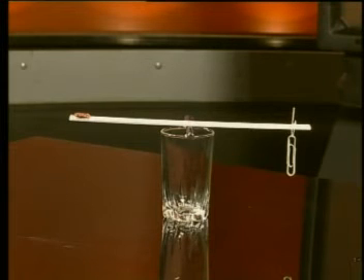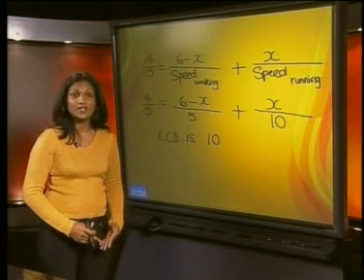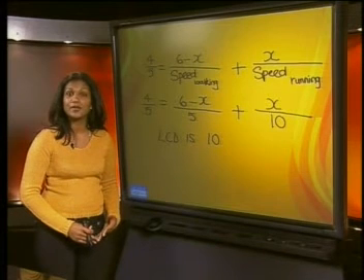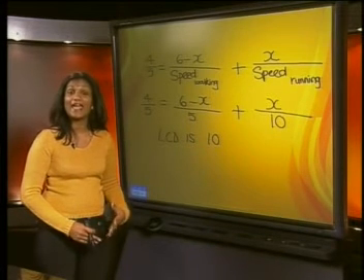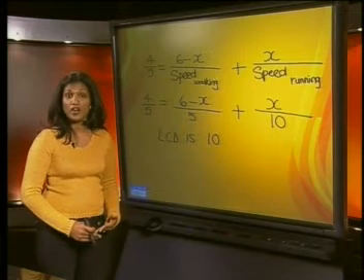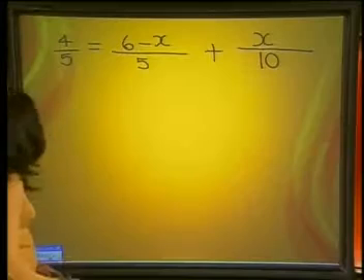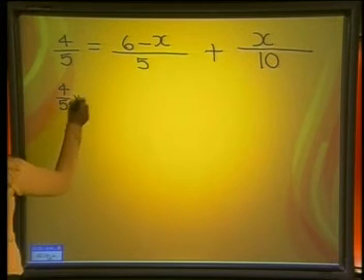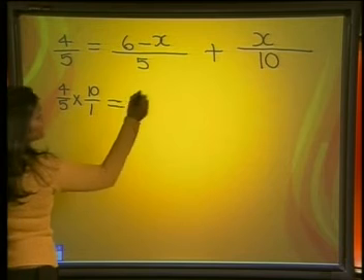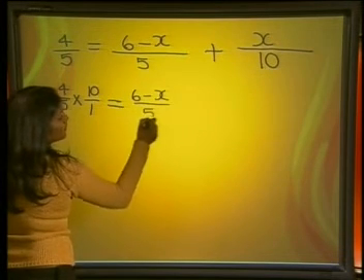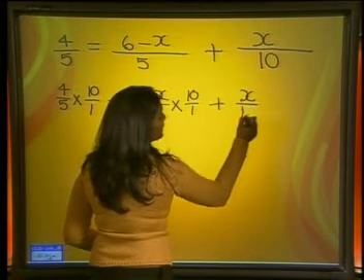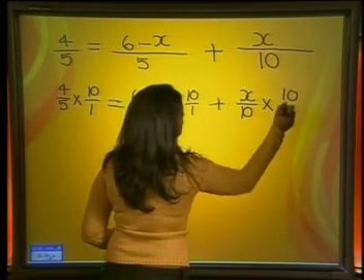Remember the scale? We need to keep the equation balanced. So whatever we do to one term, we need to do to all the terms. In our case, we're going to be multiplying by the lowest common denominator, which is 10. We will multiply every term by 10 so that we can get rid of the denominators. Let's have a look. We are working with fractions, which means that when I'm multiplying, I need to multiply by 10 divided by 1. I get 6 minus x over 5 multiplied by 10 divided by 1 plus x divided by 10 multiplied by 10 over 1.